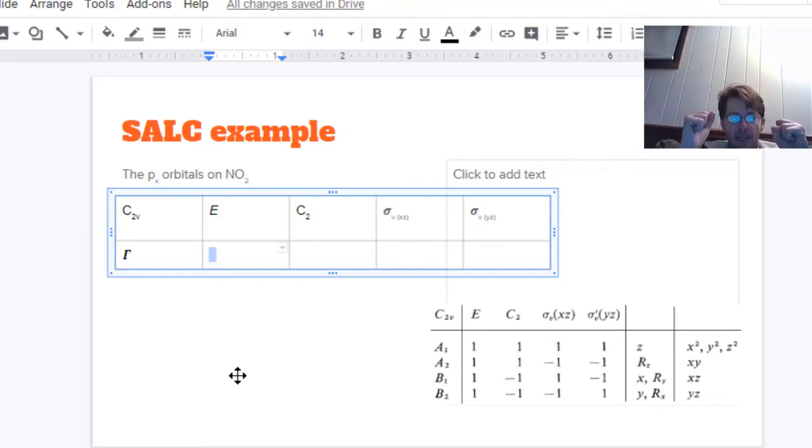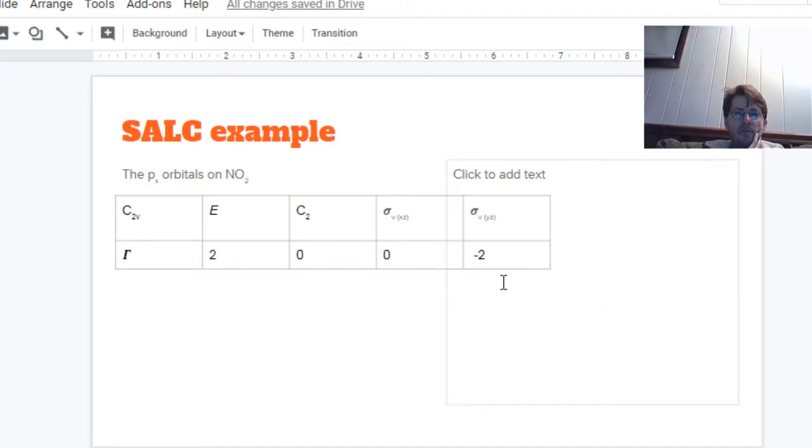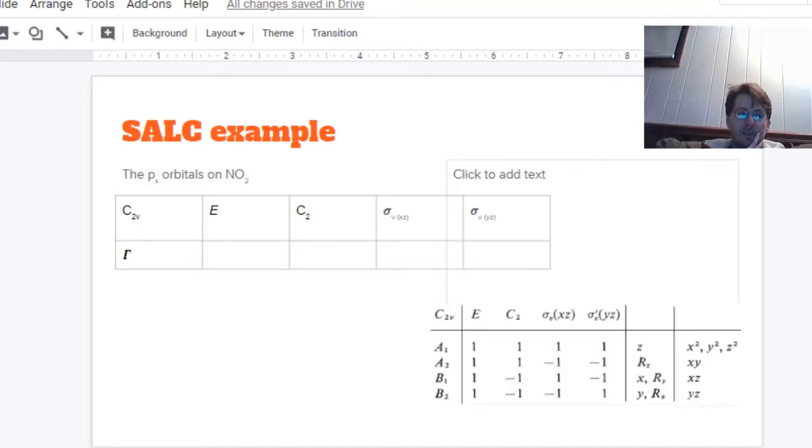Okay, we can look at the XZ mirror, right? It runs along the x-axis, so this would flip those, and that would also be 0. And the YZ would, regardless, reverse the atoms, flip them, and so they would be -2. Right? So these flip that x-axis, and these would represent the reduced representation for this particular system, right? 2, 0, 0, -2.